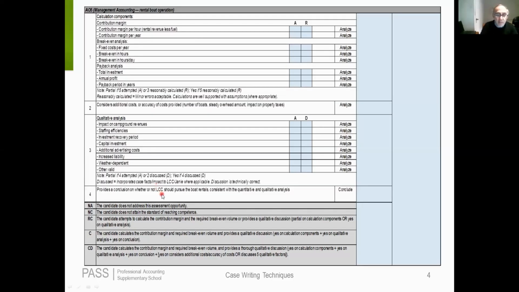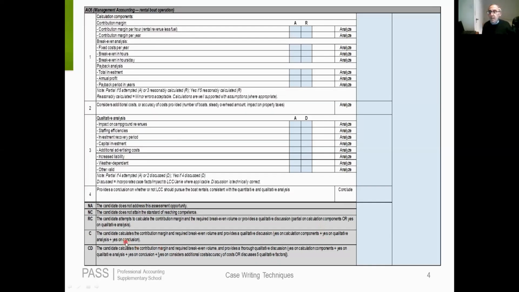Finally, one reason why somebody might not have achieved competent is they forgot to conclude. One of the things that really pains me is when I see a candidate who actually got a yes on number one, actually got a yes on number three, and the only thing that prevented them from getting competent was they forgot to conclude, or they concluded tying back to only their quants or only their qualitative. That's enough to push you down to reaching competence, which is a real pity because you did a lot more than what you see here. You didn't get a partial on the calculation components, you got a yes. You also got a yes on the qualitative, yet you can't get competent because you're missing a conclusion.